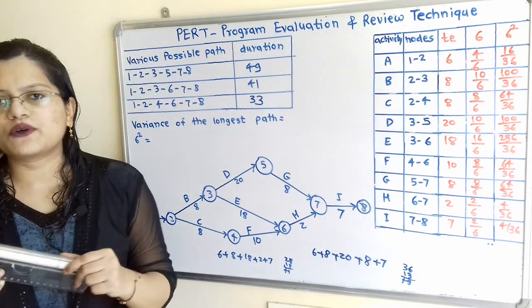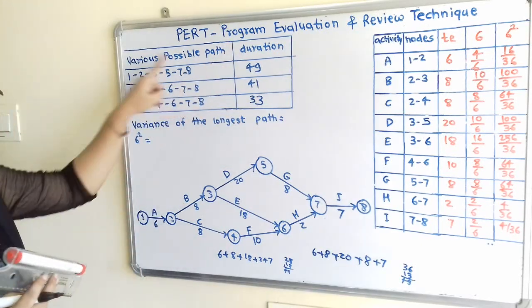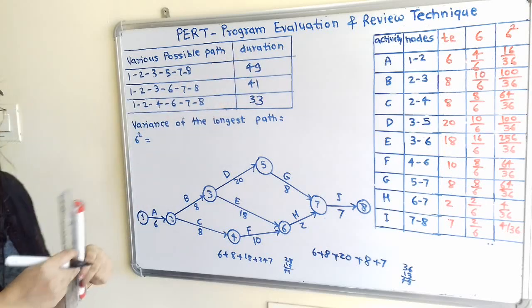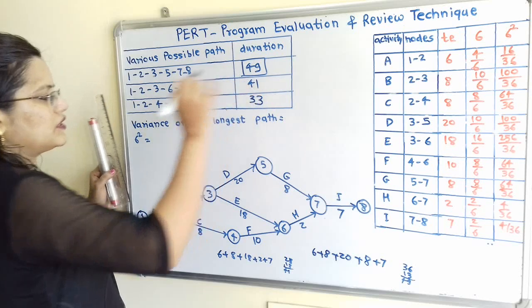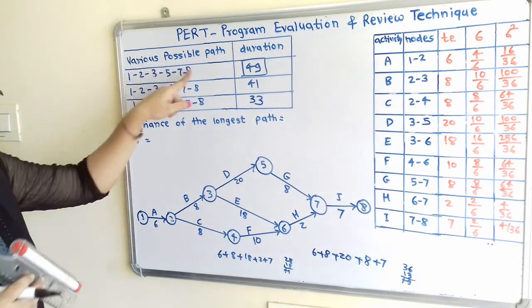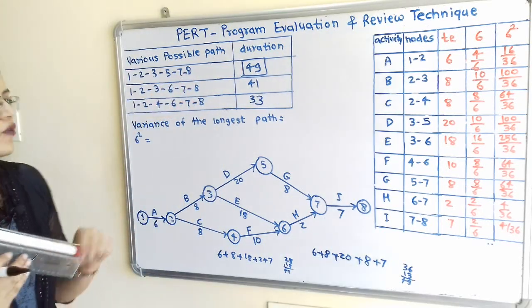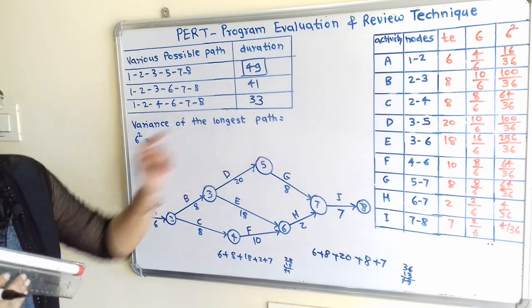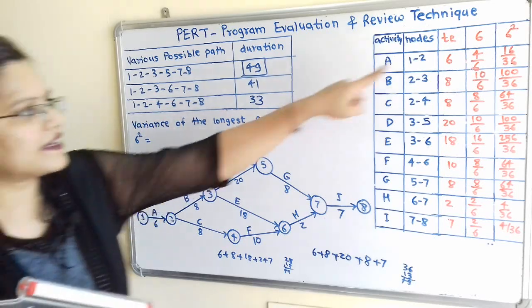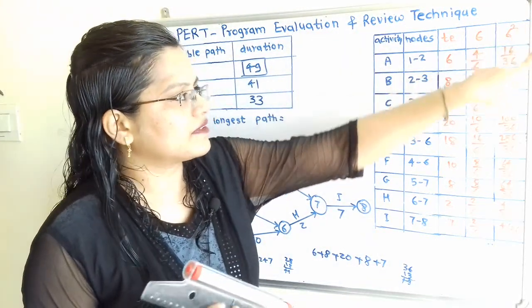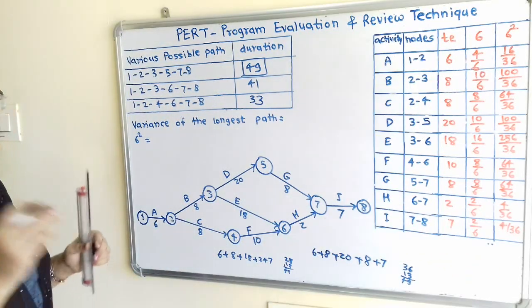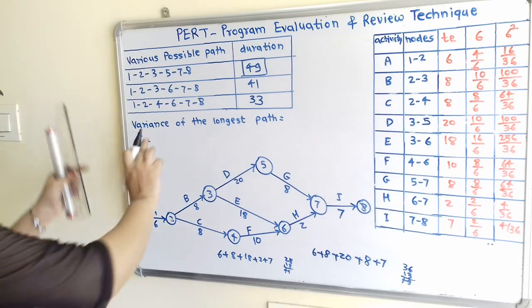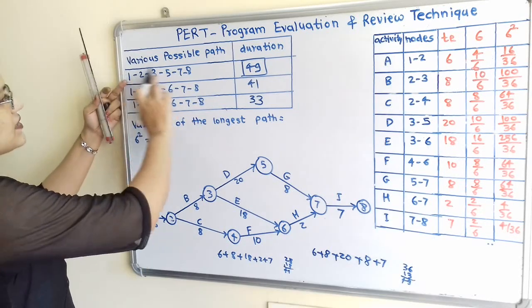So how to find out the longest path? The path which requires the maximum duration. So this 49 is having the maximum duration. Now this is the longest path, and we have to find out the variance of the longest path. So variance, that is sigma square, we have calculated for each activity. So how to add this? This is the longest path.